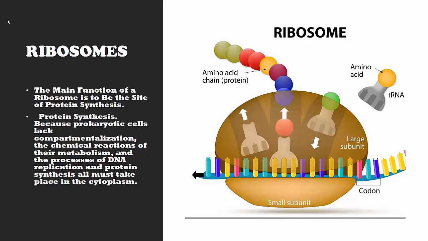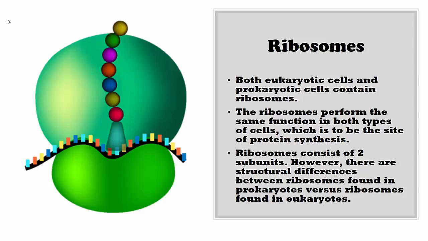Ribosomes. The main function of a ribosome is to be the site of protein synthesis. Because prokaryotic cells lack compartmentalization, the chemical reactions of their metabolism and processes of DNA replication and protein synthesis all must take place in the cytoplasm. Both eukaryotic cells and prokaryotic cells contain ribosomes. The ribosomes perform the same function in both types of cells, which is to be the site of protein synthesis.